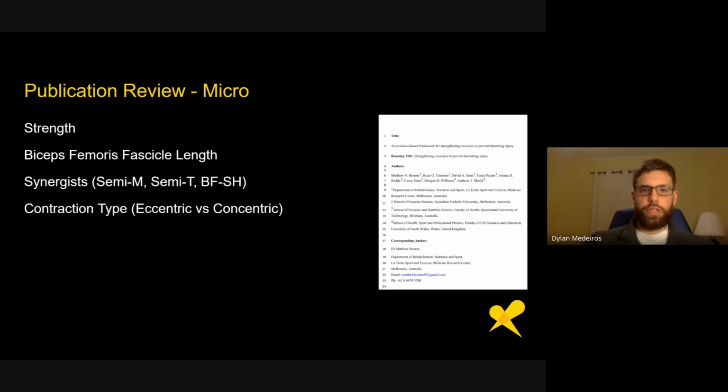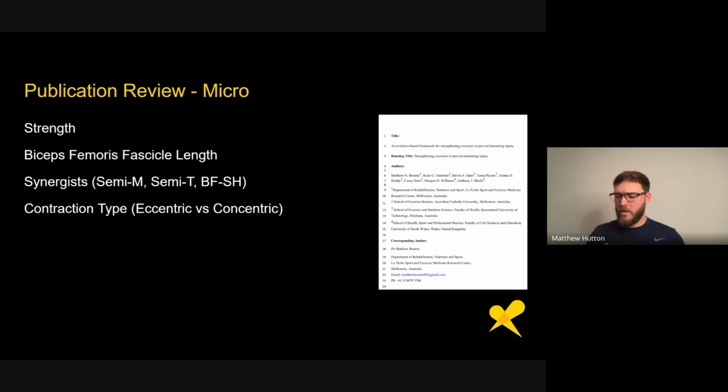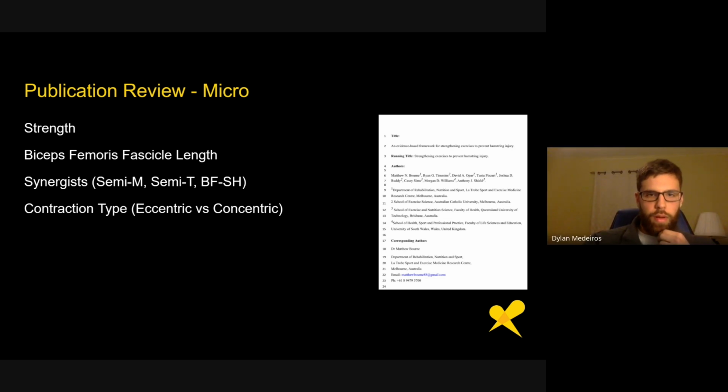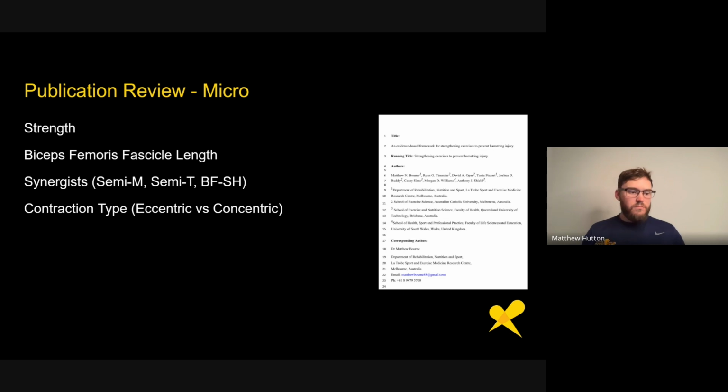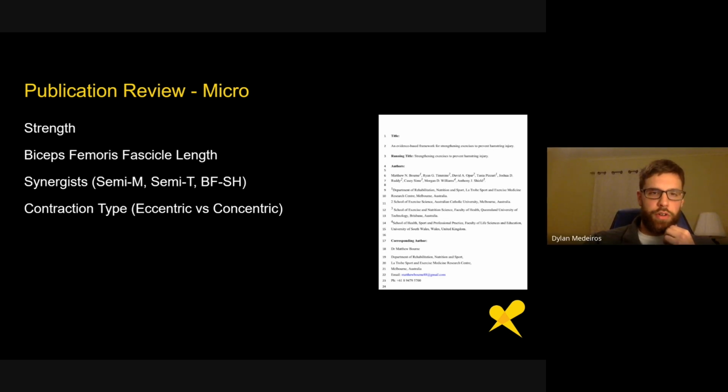Yeah, I had a quick question. What's up? So from my understanding, quite a few hamstring injuries occur during the late swing phase of sprinting, which is my understanding of why eccentric hamstring strengthening might be more beneficial. But do you know of any other reason why the data is saying that eccentric strengthening has better preventative benefits than concentric?